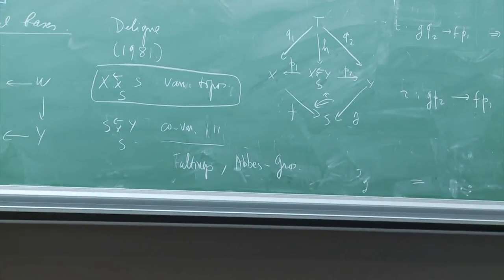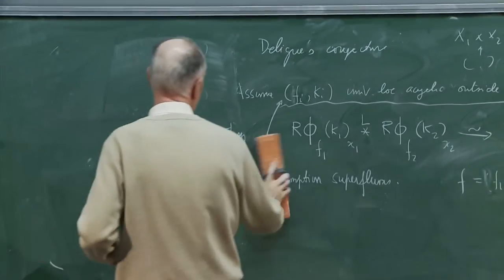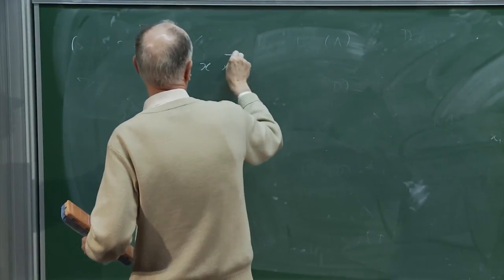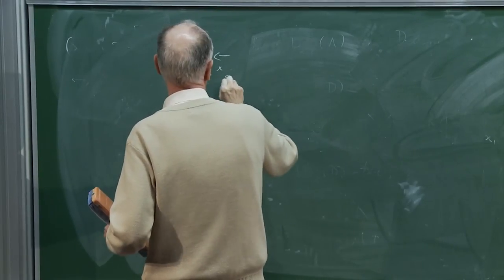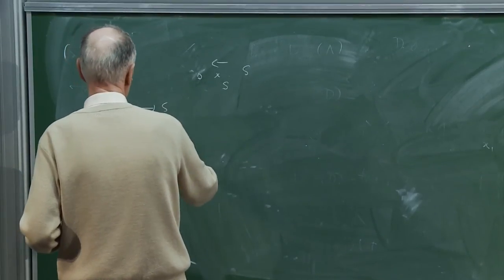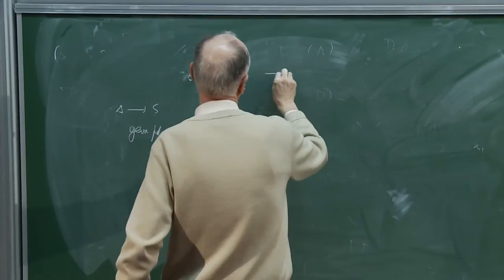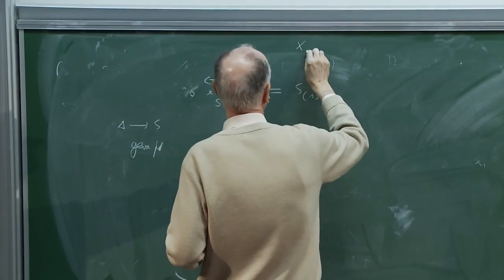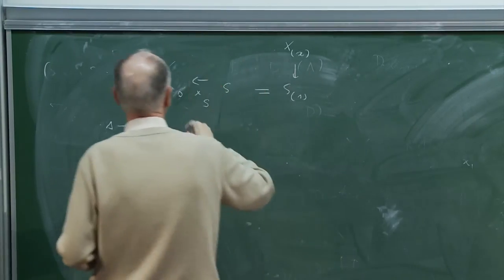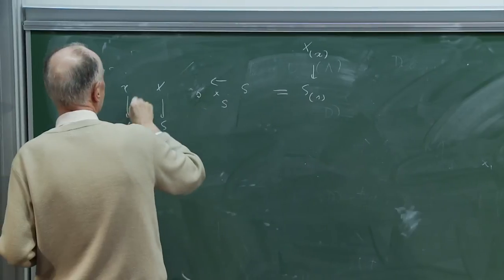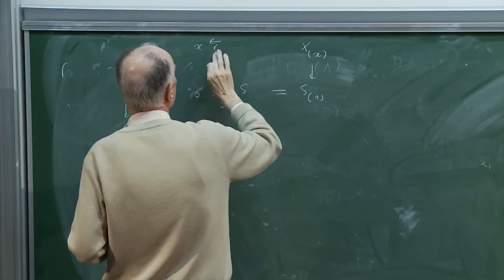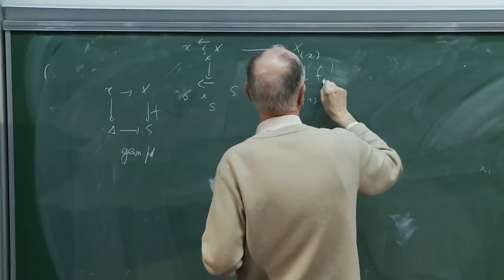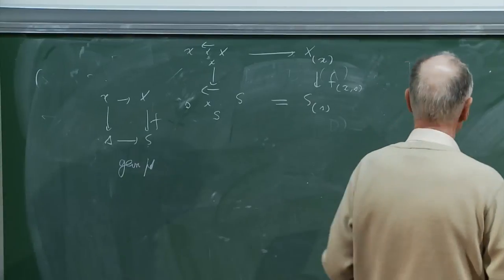Actually, to get a feeling about this, suppose X is just a point. Then X cross S, so S here, the geometric point. So this is just the strict localization of S at S. And now if you have a geometric point of X with image S, then the map here corresponds to the map induced by F on the strict localizations.